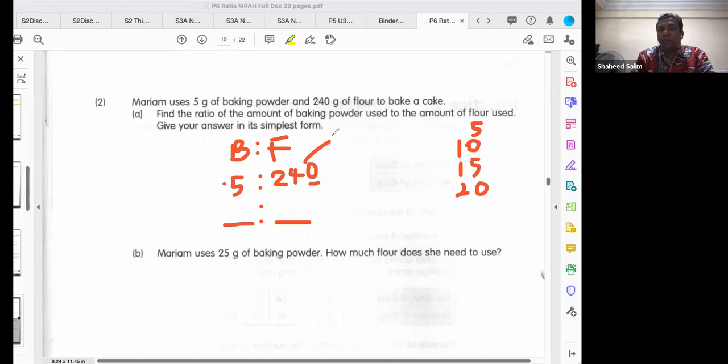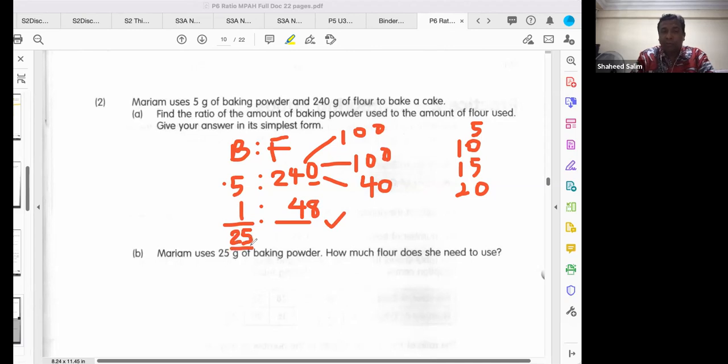So how to divide by 5 mentally? I change to 100 and 40. 100 divided by 5, say, I don't know. Okay, don't look at this. 10 divided by 5 is 2. Add the 0, 20. So I know it's 20, 28. 20, 28, so it's 1 to 48. This is your ratio. So now Mariam used 25 grams of gunpowder.